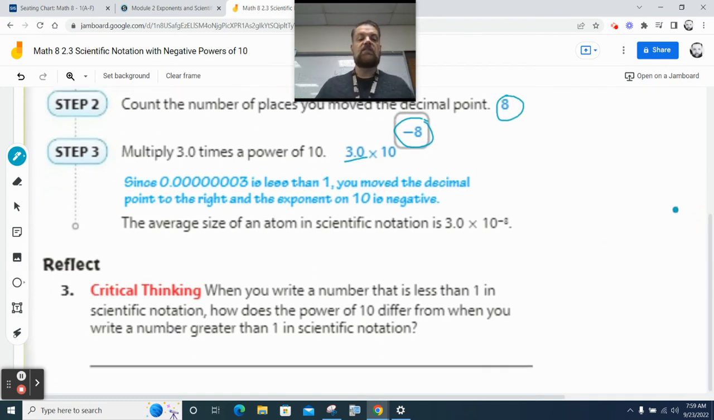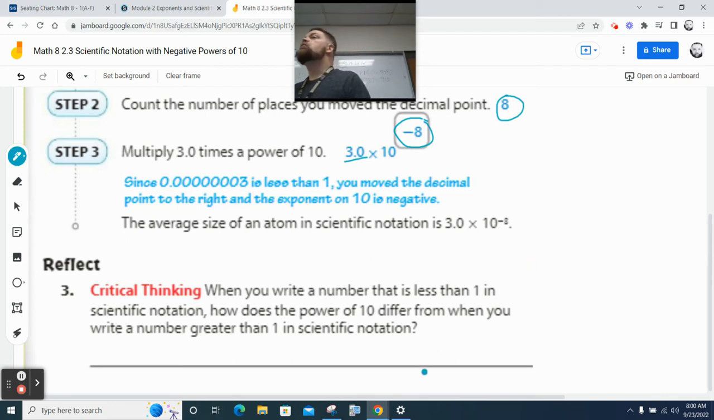All right, so I'm going to give you guys maybe 15 seconds. Let me read the question, and I want you to try to answer it on your own, then we'll go over it together. When you write a number that is less than 1 in scientific notation, how does the power of 10 differ from when you write a number greater than 1?